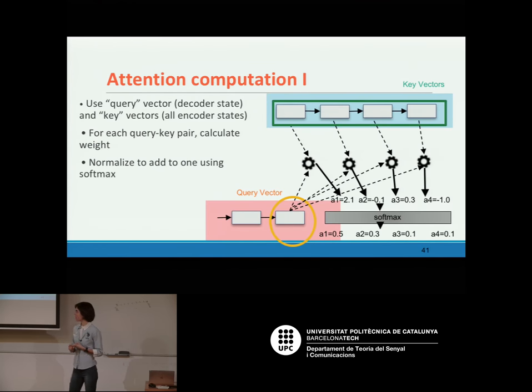We have the query vector and the key vector. The query vector is normally the decoder hidden state, and the key vector is normally the encoder hidden state. For each query-key pair, we calculate a weight, which is normalized to get a probability. So we know how similar the query vector is to the key vector, and the more similar they are, the higher the weight for that key vector. The higher the weight, the higher the probability.